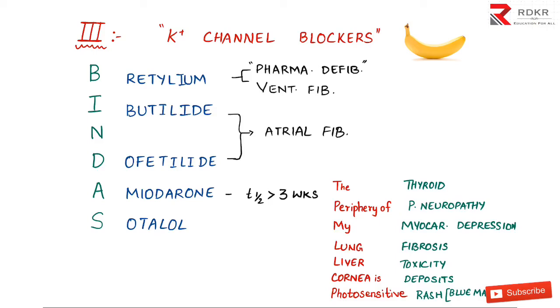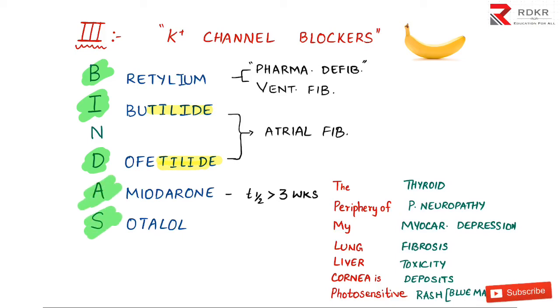And that is the mnemonic here to remember the drugs, like bindas: B for bretylium, I for ibutylide, D for dofetilide. Here there is a common "tylide". Okay, ibutylide, dofetilide. And the next one is amiodarone, the most important drug, and sotalol.